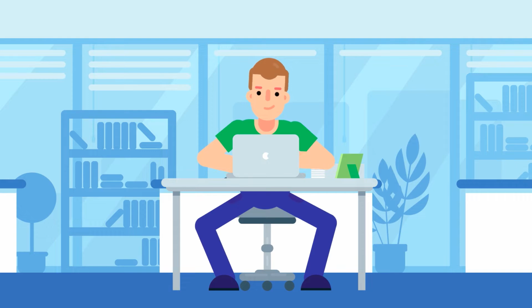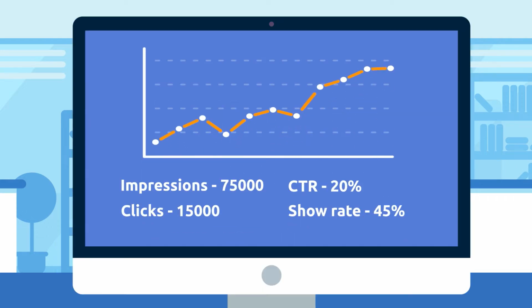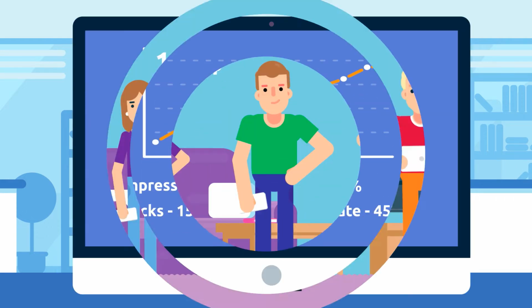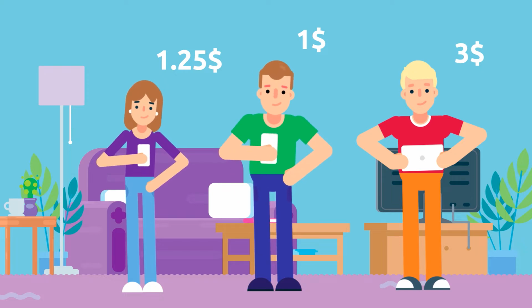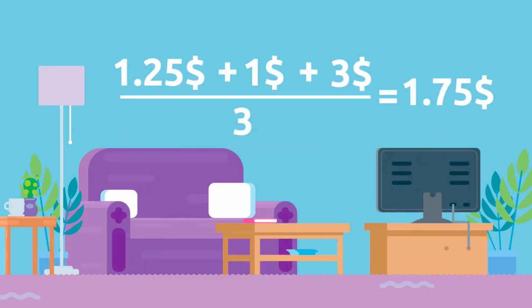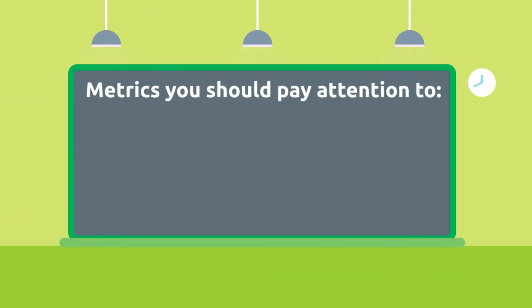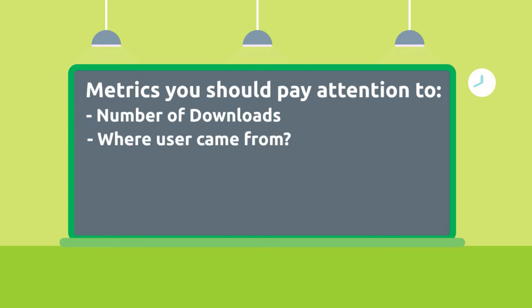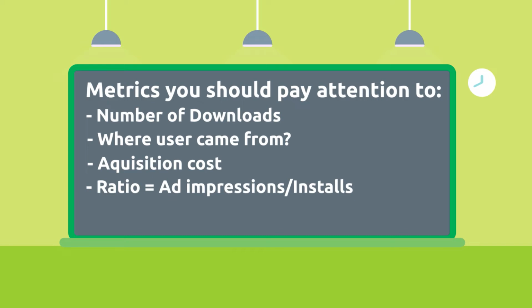In the context of app promotion, you should track the effectiveness of your marketing efforts. This will help you determine the cost of user acquisition through advertising and assess this promotion method's financial effectiveness. You can use the following metrics: the total number and dynamics of installations, sources of installations, user acquisition cost, the ratio of ad impressions to installs, the ratio of ad spends to app-generated revenue.